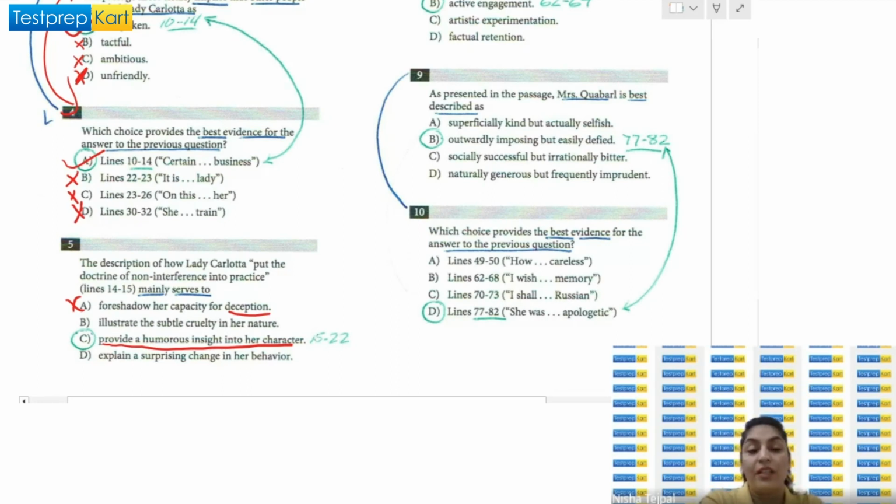Illustrate the subtle cruelty in her nature. Is the author saying that she is cruel when she tries to sort out other people's issues or problems? No, she is not cruel. Nothing has been said by the author. See, we know that it is right.